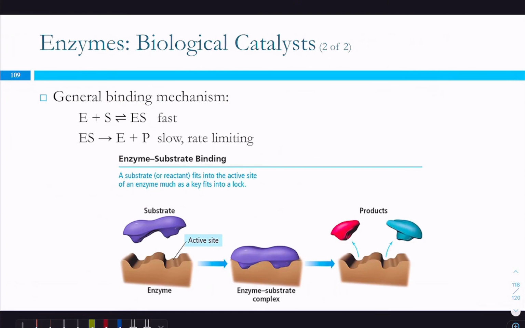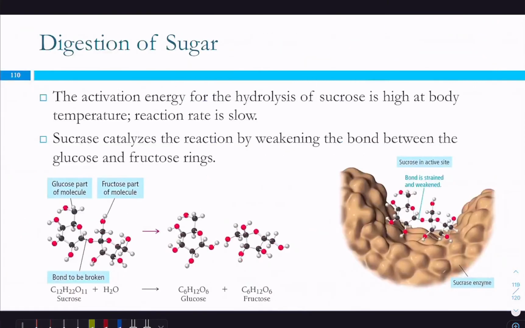In this case, I think this is for sucrose. So you've got a big sucrose molecule. It'll be on the next page too. It fits into that binding site, and then that sucrase, as it's called, strains the bond between the two, because sucrose is made up of fructose and glucose. So when that bond breaks, it lets go of the glucose and the fructose.